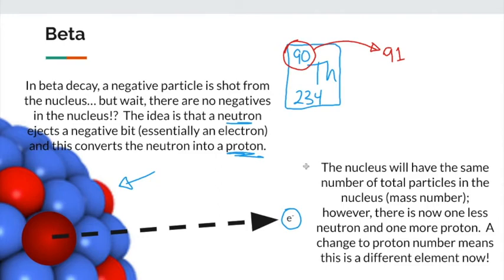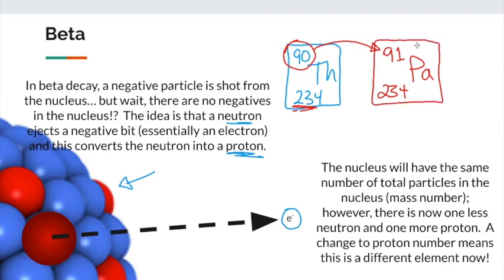Now, how did it get that one? Again, it was a neutron converted into a proton. But since the mass number, this number down here, is just a total count, we would say, yes, you lost a neutron, but then you gained a proton. So this is still 234. Now all we have to do is look on the periodic table to find whatever has 91 protons in it. The element on the periodic table that has 91 protons is protactinium, which you will notice is Pa on the periodic table.